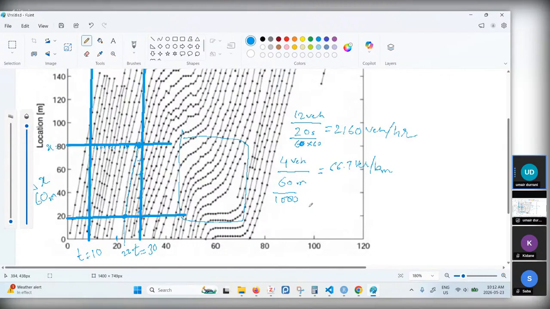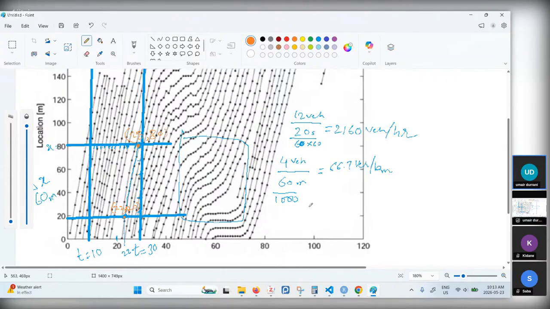So we need 2 coordinates. For this point, let me use a different color here. For this point and for this point, we need the x and y coordinates. So the x coordinate here is 22 seconds, and the y coordinate is 20 meters. 22 comma 20. And here the x coordinate is about 28 seconds, and the y coordinate is 80 meters.